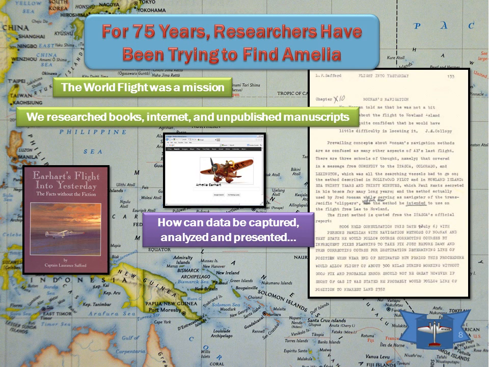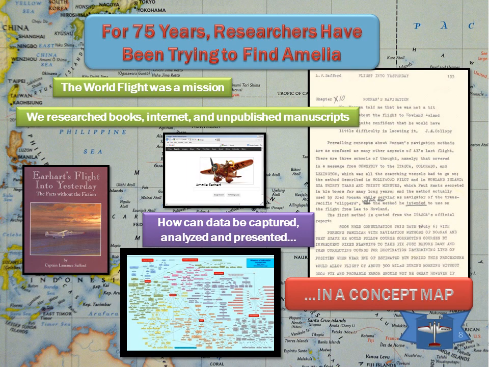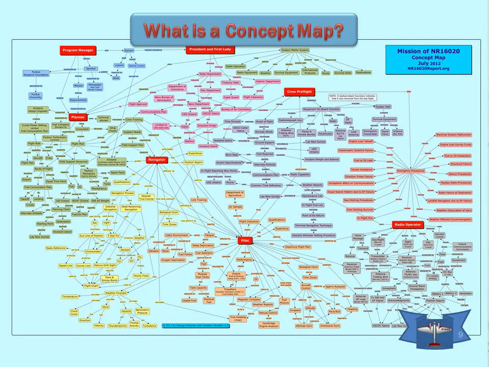So I had done work previously with concept maps and small concept maps. This turned out to be a large one. So what we have here is the different organizations that were on the mission. Program manager, the planner. You'll see the president, the first lady involved, the crew, the navigator, the pilot, and then the radio operator, which was the pilot, who was also doing the duties of the radio operator.